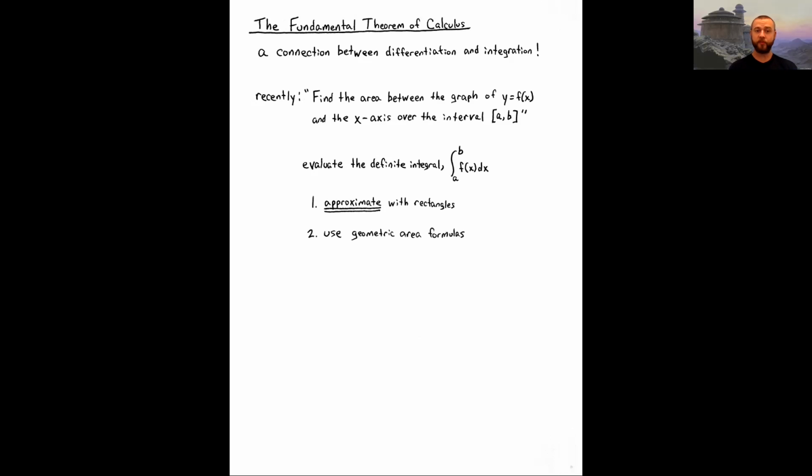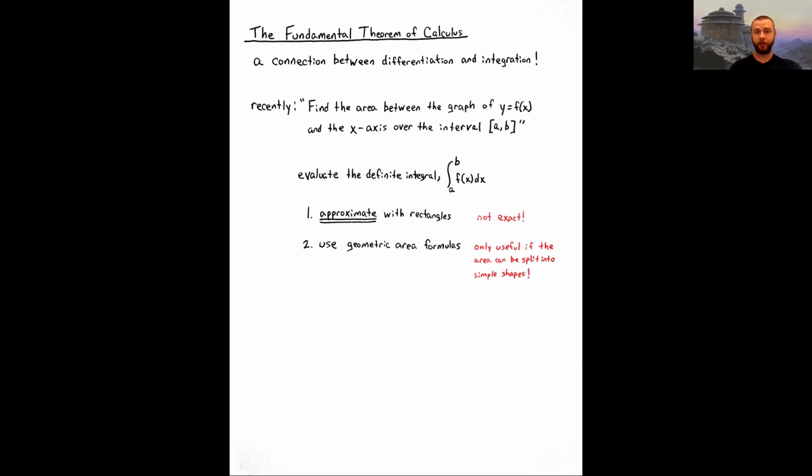And there were two ways that we approached it. The first way, conceptually in the course, was that we started trying to find an approximate area by using rectangles, or an approximation with rectangles. The second way, most recently, when we introduced the definite integral, if the function is simple enough that its graph can be represented as corresponding to simple geometric shapes, we can use simple area formulas to get the area that way. Now, there's some problems with those two approaches.